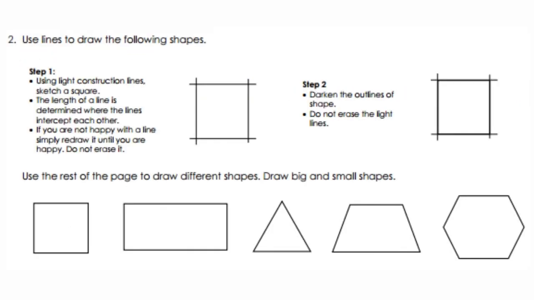Step 1. Using light construction lines, sketch a square. The length of a line is determined where the lines intercept each other. If you are not happy with a line, simply redraw it until you are happy. Do not erase it. Step 2. Darken the outlines of the shape. Do not erase the light lines. Use the rest of the page to draw different shapes. Draw big and small shapes.